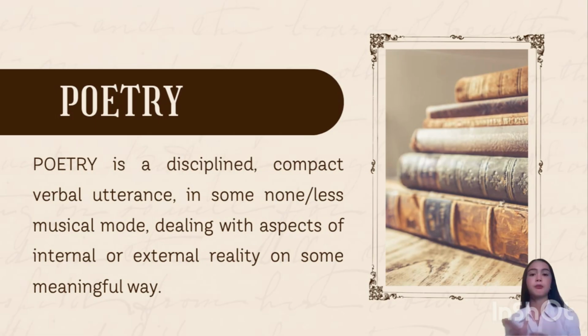Meter is the basic structure of a poem determined by the number of syllables in a line. Rhythm is the musical quality of a poem created by the sounds of the words when read aloud. Rhyme is when words sound alike, usually at the ends of the lines. Simile is a comparison using like or as. And lastly, metaphor is a direct comparison saying something is something else.